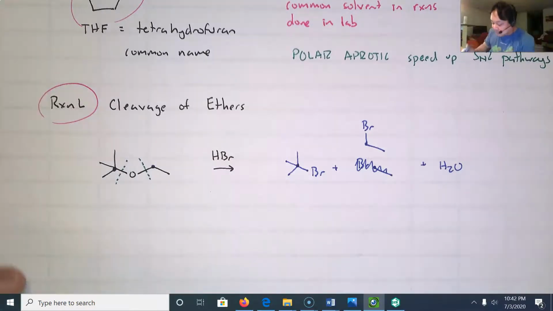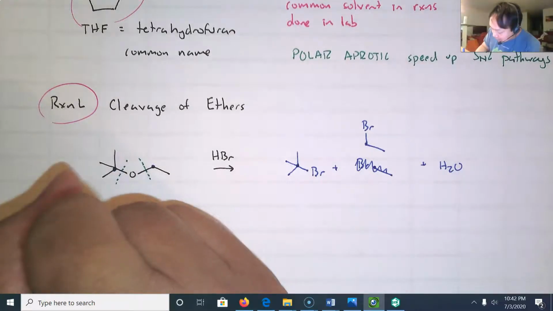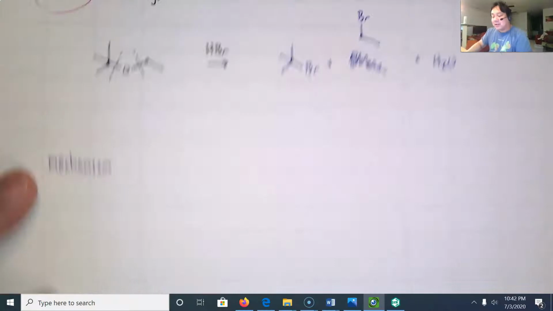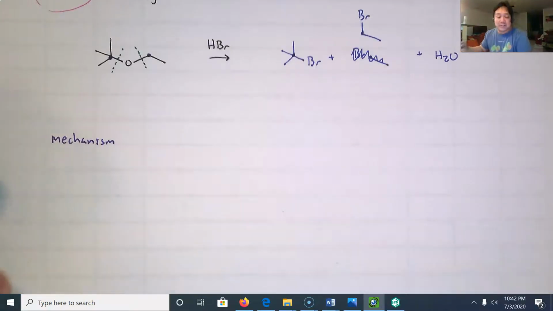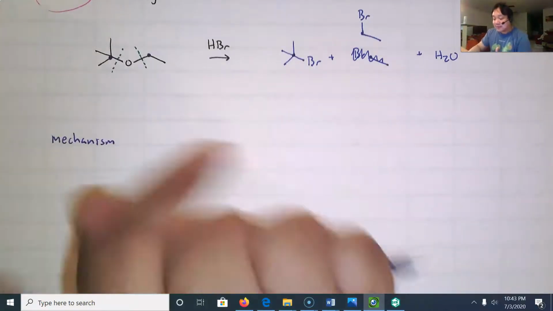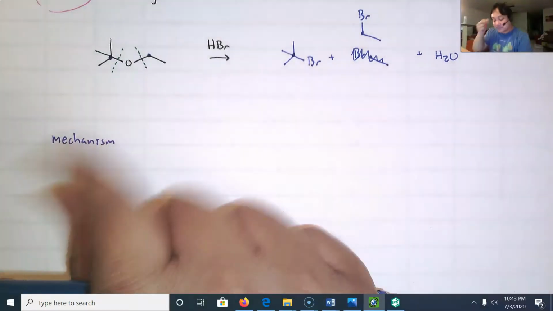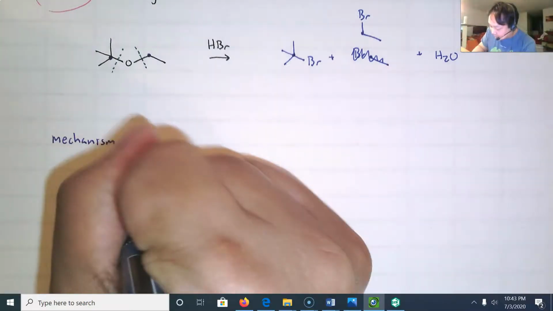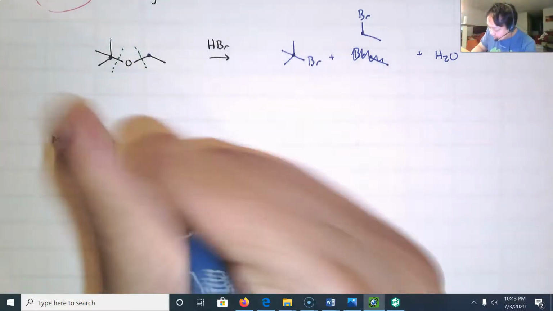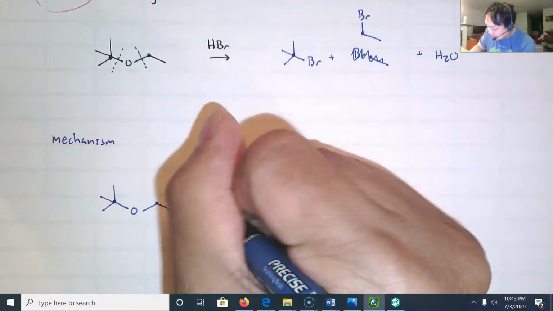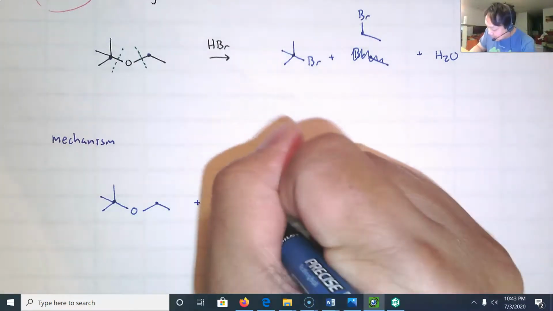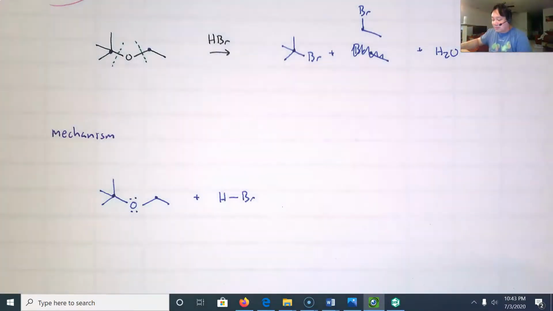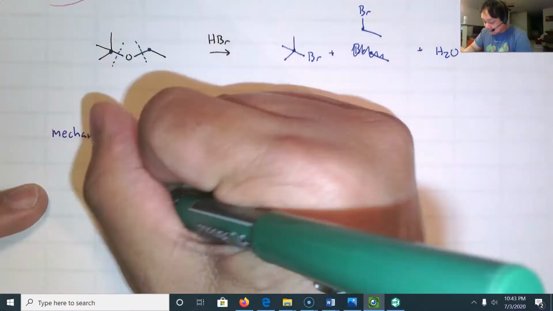Let me go over the mechanism. The mechanism, you know, or you could deduce based on previous knowledge. But there are decisions that have to be made, like, for instance, which bonds to cleave first. Let me show you how I would analyze this cleavage. You have HBr, and we have an oxygen. We're going to protonate that oxygen first.